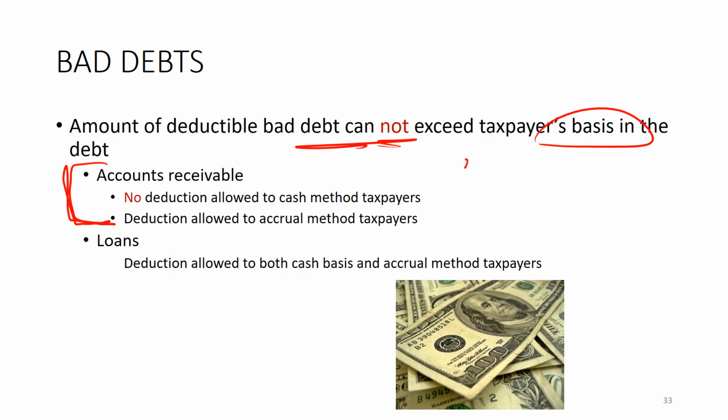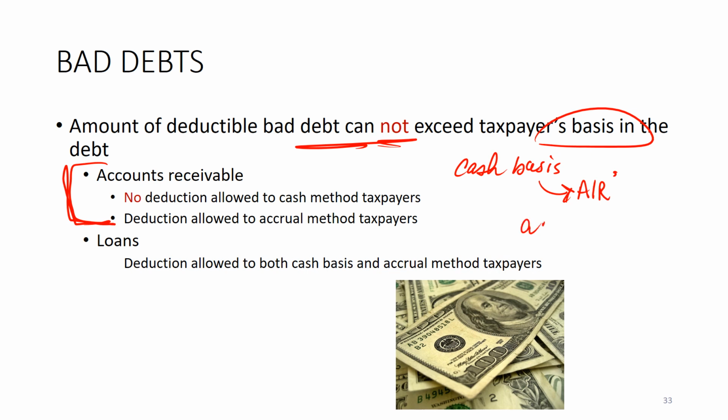To the extent you're a cash basis taxpayer, you are not likely to have a basis in a debt that's a receivable. So you sell merchandise to a customer and you have an account receivable they're going to owe you later, and they don't pay. Well, you can't take a deduction for that because in fact you never recognized the income from the sale. So there's no basis in the debt.